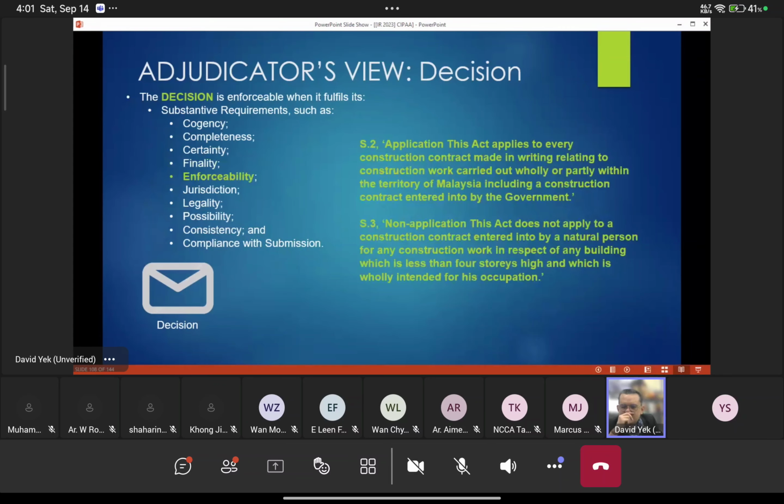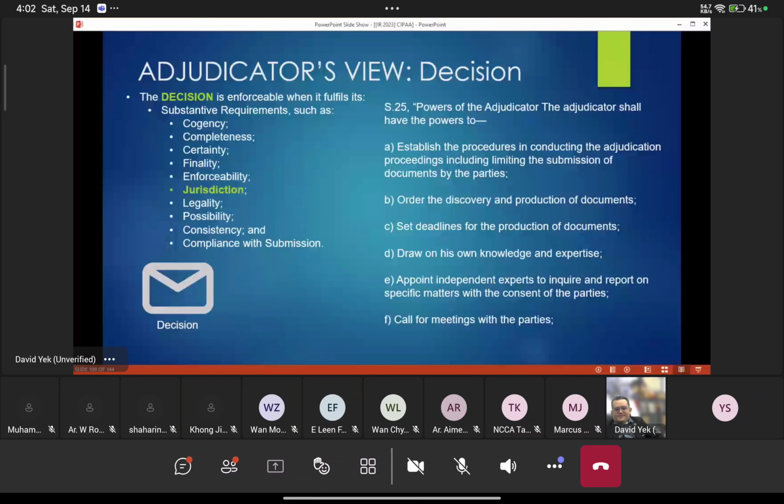Okay. Enforceability, that means to say it has to be enforced. Application, this act applies to every construction contract. This is enforceability. And non-application is natural person, the false story. This is cannot be enforced. Okay. Then jurisdiction. Okay, power of the adjudicator. What does the adjudicator have the power for? He has the power to establish procedure, the power to order discovery, the power to address deadline and production of documents, and the power to draw on his own knowledge and expertise.